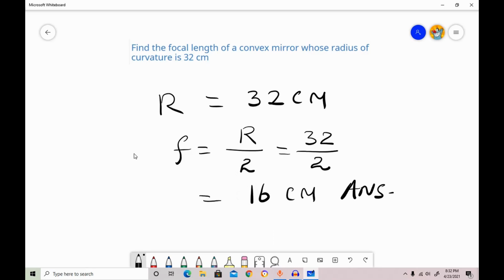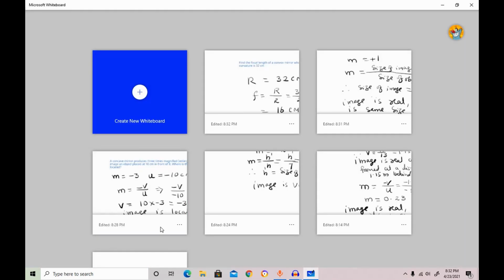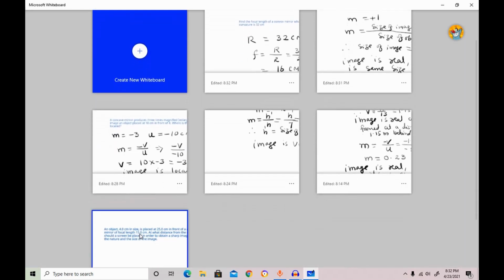So just recall f is equal to R by 2. The radius of curvature is given as 32. Substitute that value, 32 divided by 2. Two sixteens, that is 16. This is your answer. We'll move to the last problem.